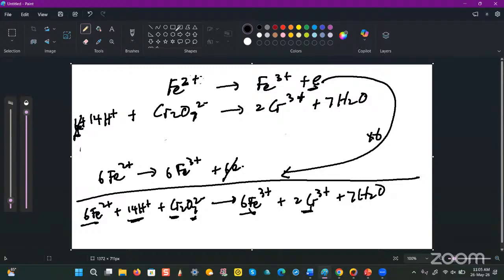We also have to look at the charges to make sure that the charges are balanced, right? So let's do that. We have a total of plus 12, plus 14, minus 2, right? So that gives you a total of what?